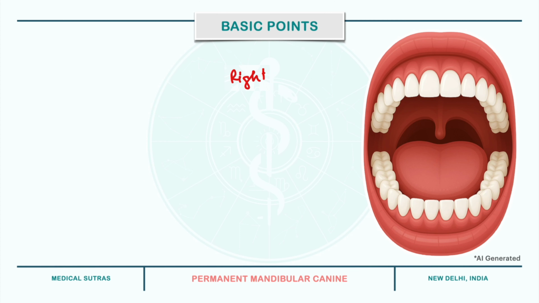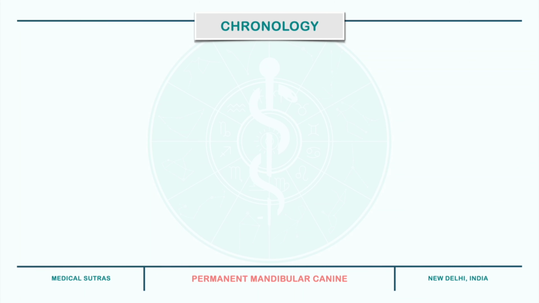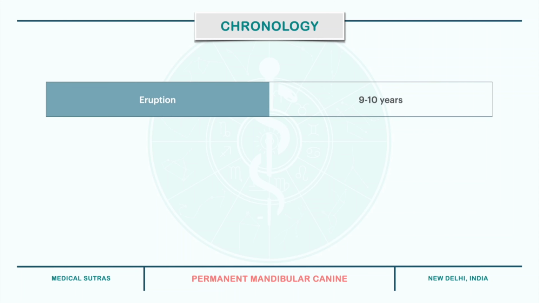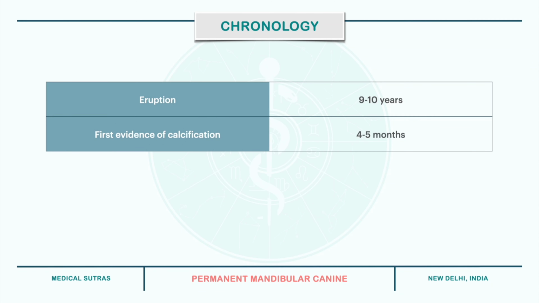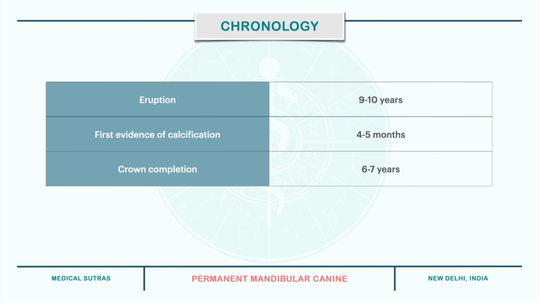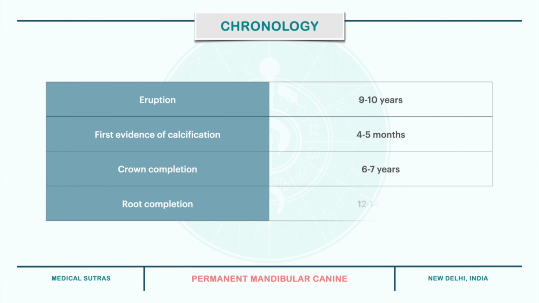Now coming to the chronology of the tooth. The permanent mandibular canine erupts at the age of 9 to 10 years. The first evidence of calcification is seen at 4 to 5 months. The crown formation is completed by 6 to 7 years and the root is completed by 12 to 14 years.